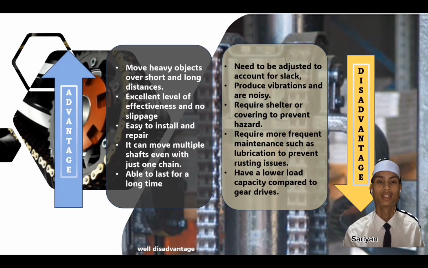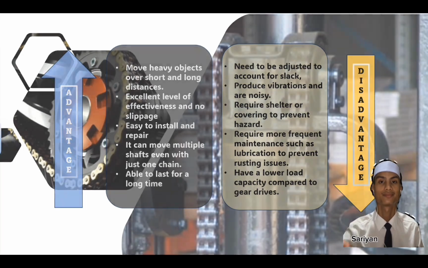While the disadvantages of sprocket and chain are: first, need to be adjusted to account for slack, using a tensioning device. Second, produce vibration and are noisy. Third, require shelter or covering to prevent hazard. Fourth, require more frequent maintenance such as lubrication in order to prevent rusting issues. Lastly, have a lower load capacity compared to gear drive.